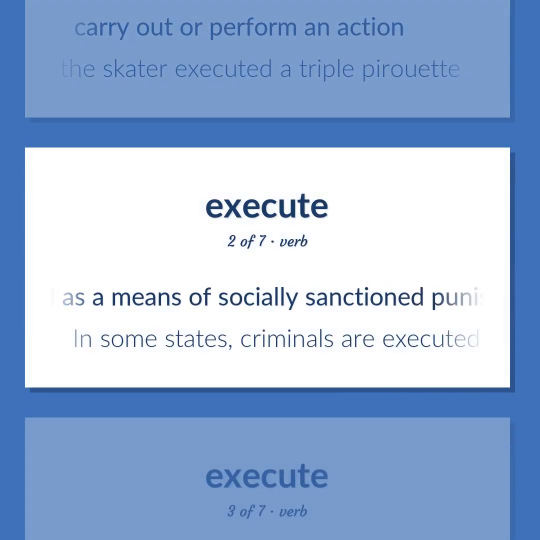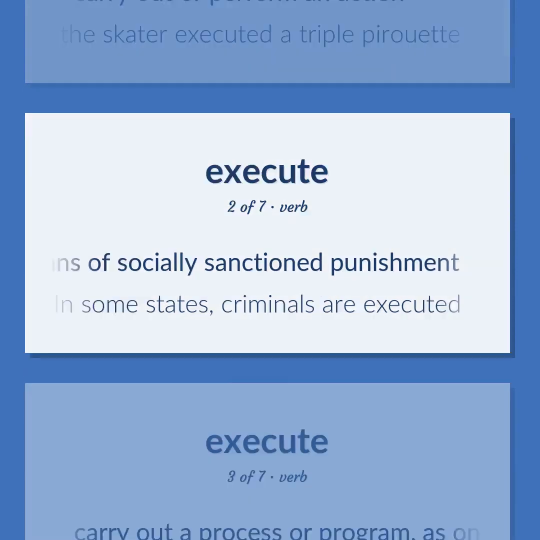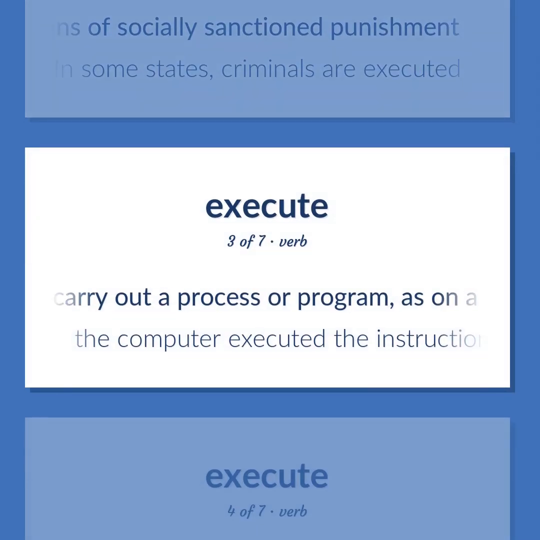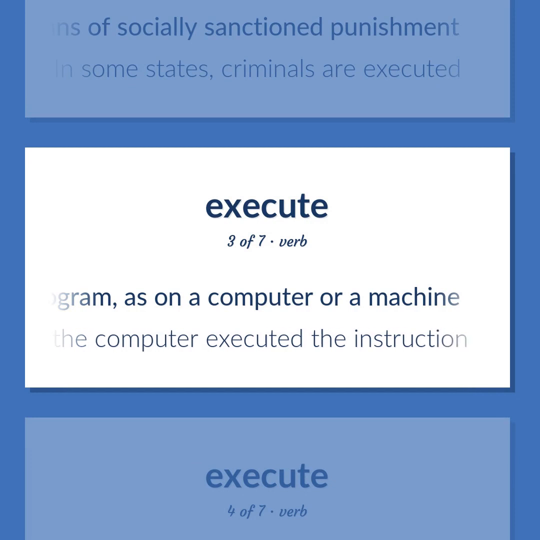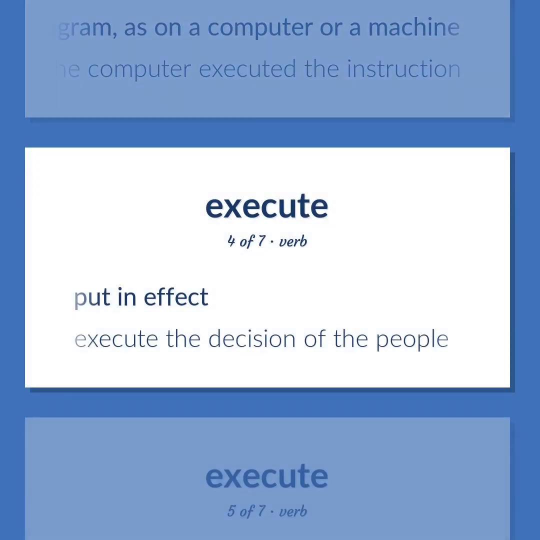Kill as a means of socially sanctioned punishment. In some states, criminals are executed. Carry out a process or program, as on a computer or a machine. The computer executed the instruction. Put in effect. Execute the decision of the people.